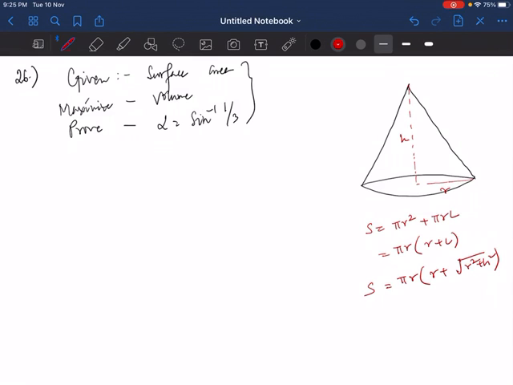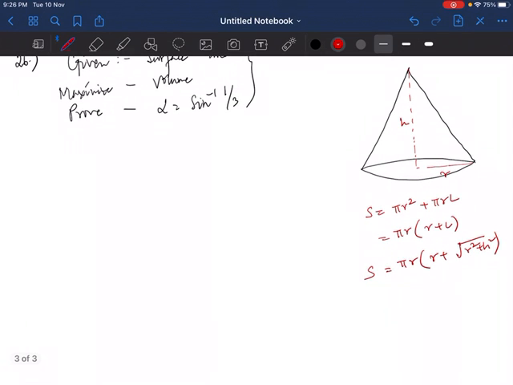What we need to do is find the expression in terms of one variable. When S is given, it means S is constant. So we have two variables, r and h. We need to pick one variable and express it with respect to the other, so that we can write an expression in terms of one variable. So we have S is equal to pi r square plus pi r root over of r square plus h square.